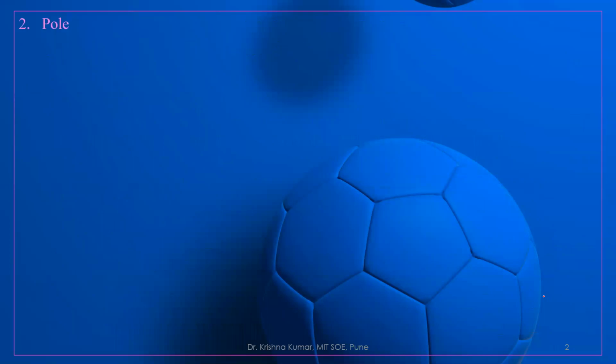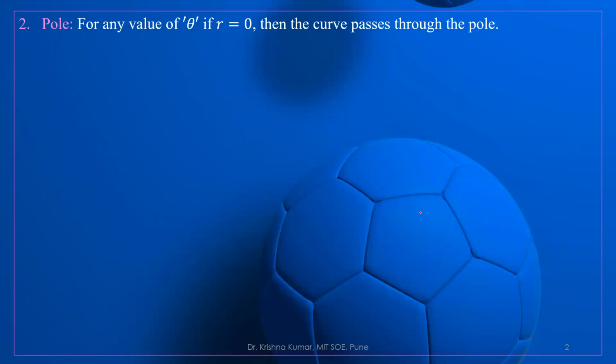Next one is, what is the pole? Pole is also called the origin. So origin is called pole in the case of a polar curve. Here, for any value of theta, if r is 0, then the curve passes through the pole. So let us consider r square equal to a square cos 2 theta. For which value of theta should r be 0? If for some value of theta r is 0, then we say that the curve passes through the pole.